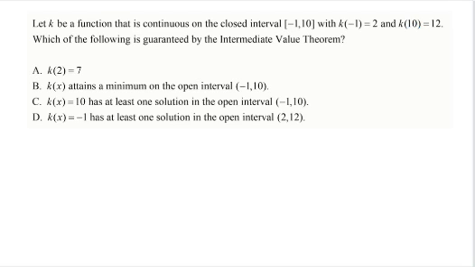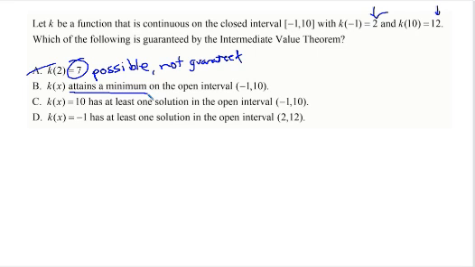Well, k of 2 equals 7 is definitely possible, because 7 is between 2 and 12, but it's not guaranteed. So this one is a no. Letter B, k of x attains a minimum. Well, it does attain a minimum, but not by the intermediate value theorem. So that one's out.